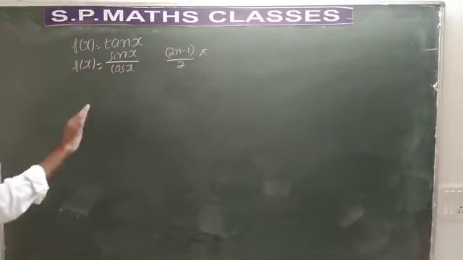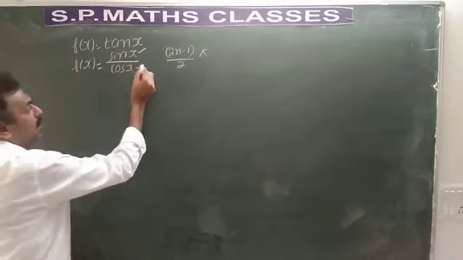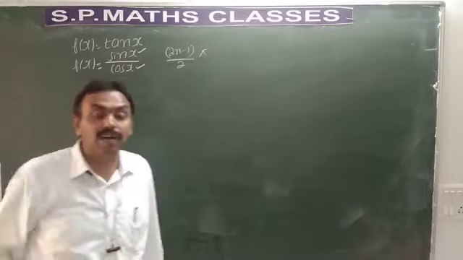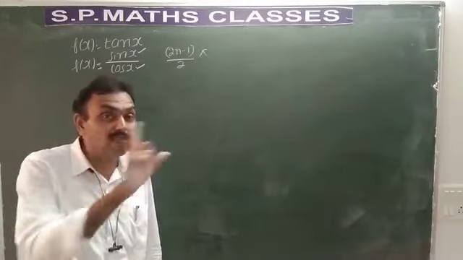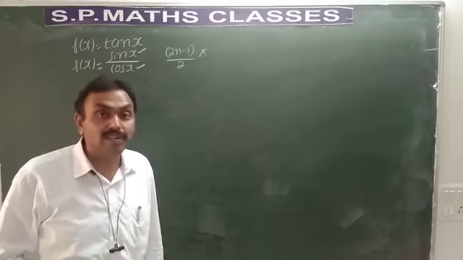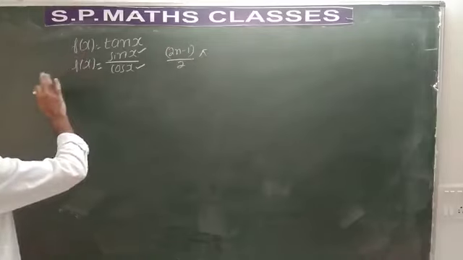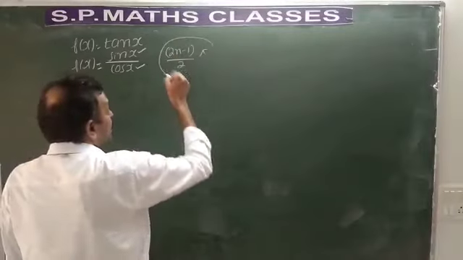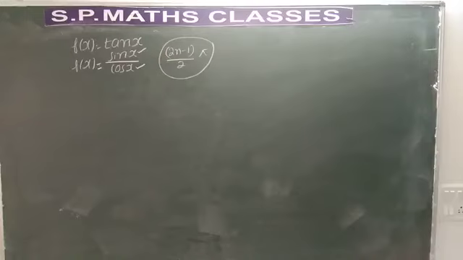So, I have proved sin x is continuous and cos x is continuous. And I have already told you the algebra of continuous functions. Quotient of two continuous functions is always continuous. Remember, quotient of two continuous functions is always continuous. So, what is the domain of this? This is continuous for all values except 2n minus 1 into pi by 2.